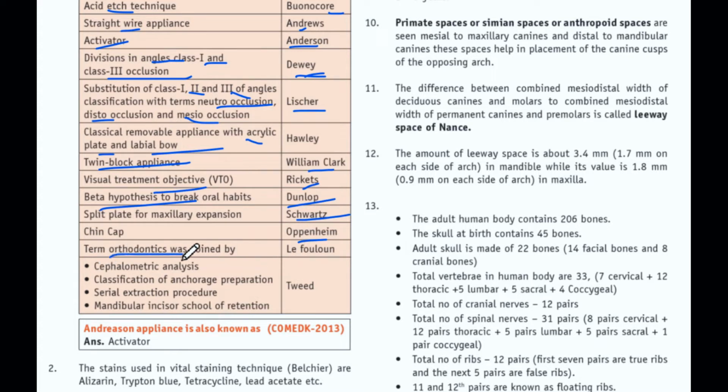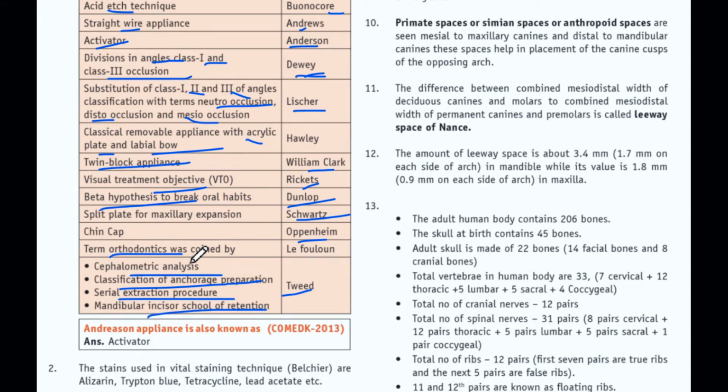Then the term orthodontics was coined by Lee Fallon. Tweed gave us cephalometric analysis, classification of anchorage preparation, serial extraction procedure, mandibular incisor, school of retention.